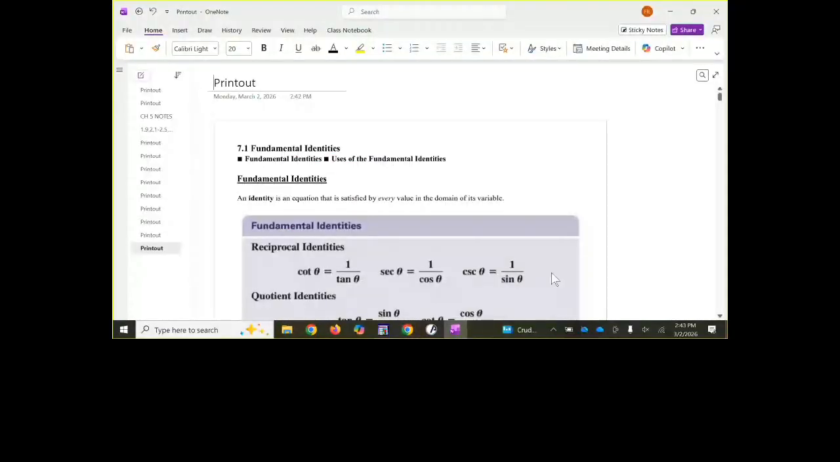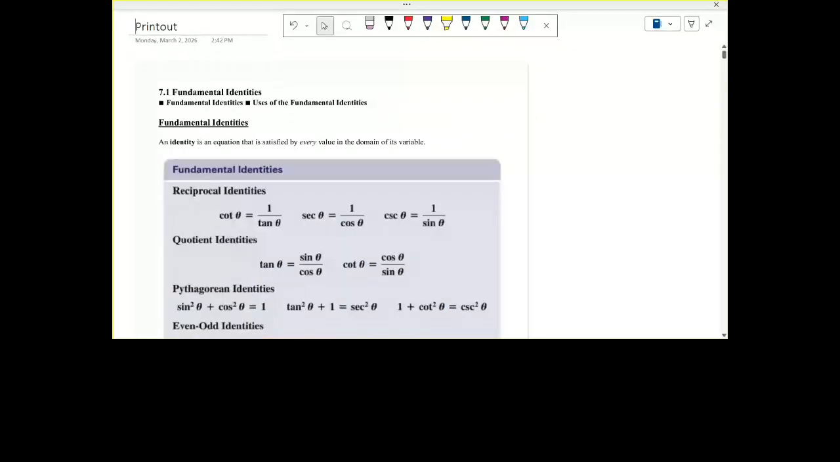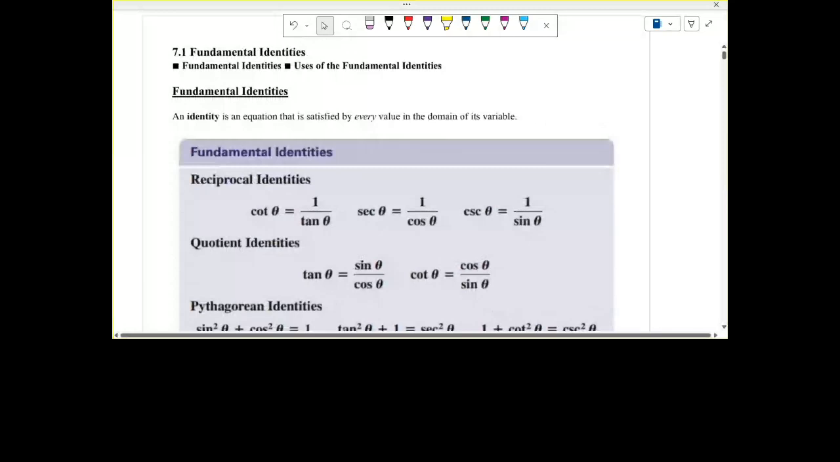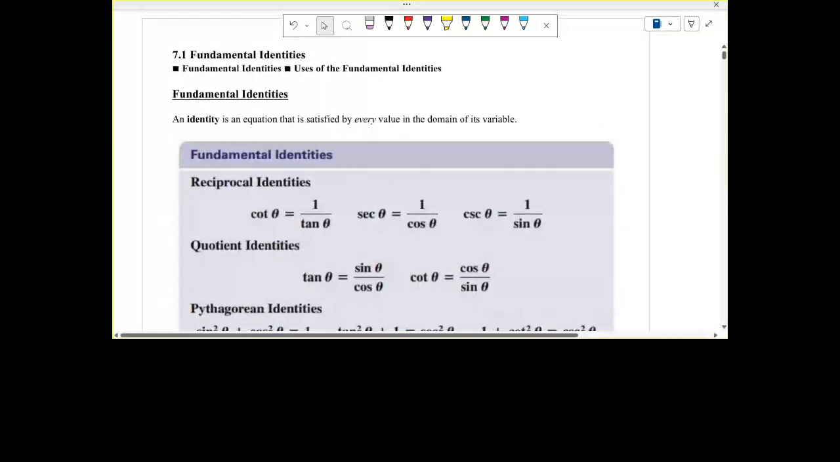Okay. So, y'all, with chapter seven, one of the things that we're talking about here is we're going to talk about trig identities. And in trig identities, one of the things that we're trying to do is figure out how can we write one trigonometric function in terms of another.